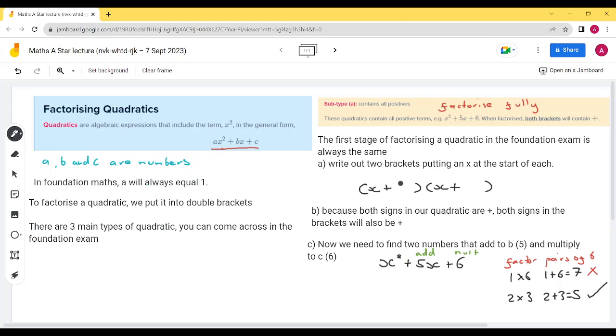So we can put our final answer of x plus 2, x plus 3. It doesn't matter which bracket you put the 2 in and which one you put the 3 in, because they're both pluses. If you want to double check your answer, you could expand back out the brackets using the FOIL method, and assuming everything's correct, you will end up back at x squared plus 5x plus 6. I'll give a second in case either of you still need to copy over, and then we're going to move on to our next example.